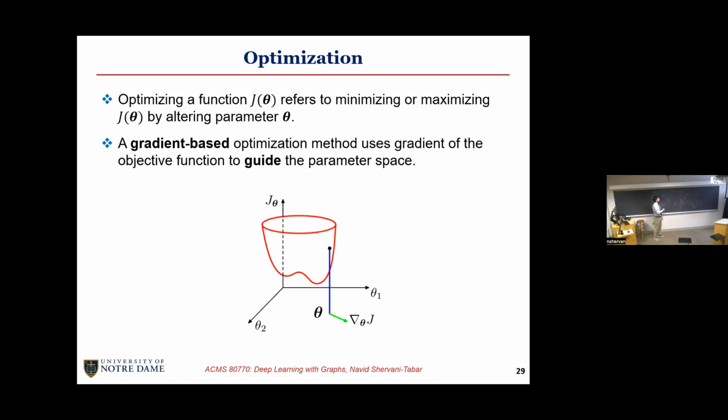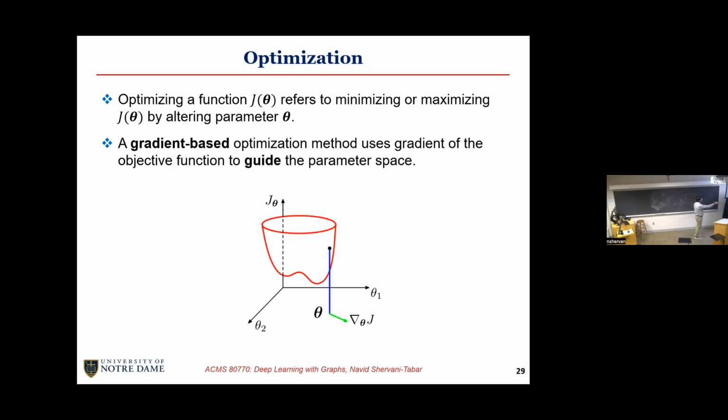So let's say that, for instance, we have some J, which is a function of theta, our model parameters, and let's say that we only have two variables here, two model parameters, theta 1 and theta 2, so that we can show this on a 2D space.